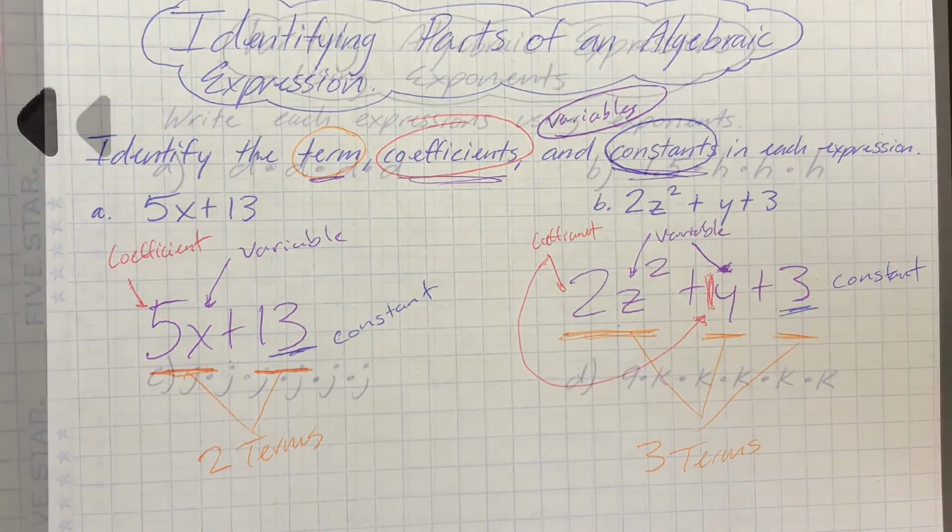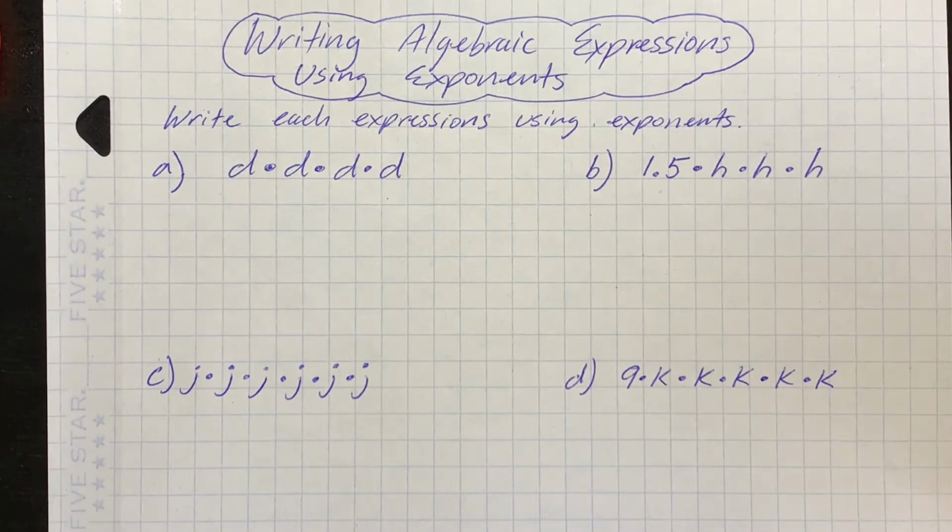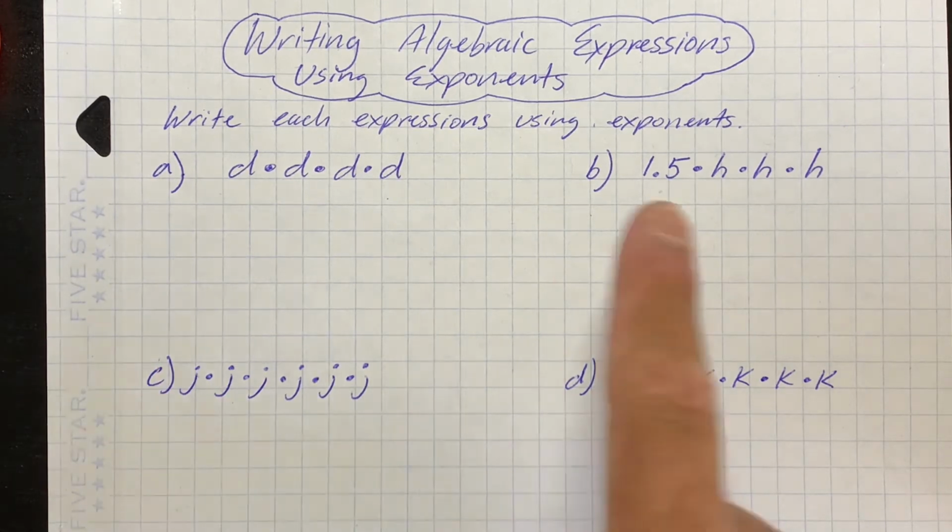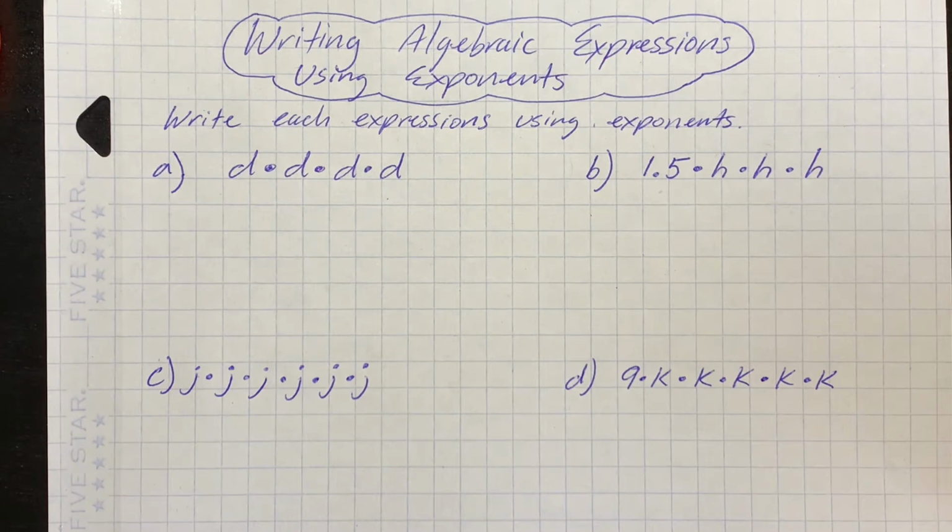Alright, so for this next problem, we're going to write algebraic expressions using exponents. Our directions tell us to write each expression using exponents. And this is pretty easy, just pay attention. Alright, so we have A, B, C, and D. Now with each of these expressions, using exponents, check this out.